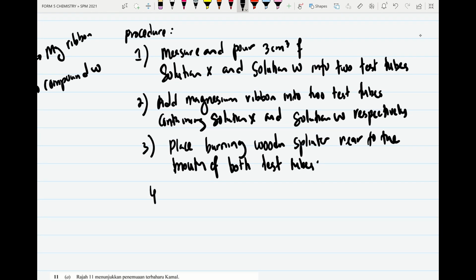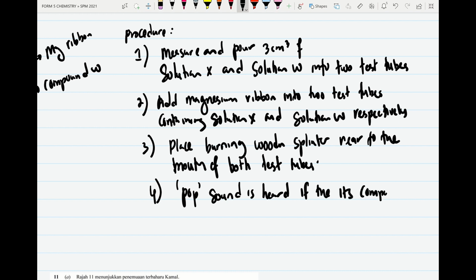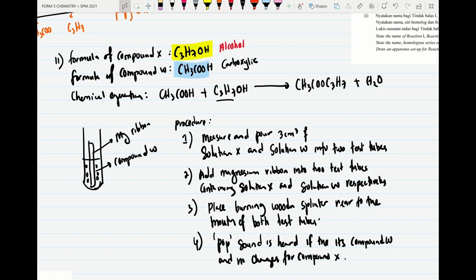Point number 4 will be observation. A pop sound is heard if it is compound W, which is ethanoic acid, and no change for compound X, which is propanol. So this is the answer that students should try.